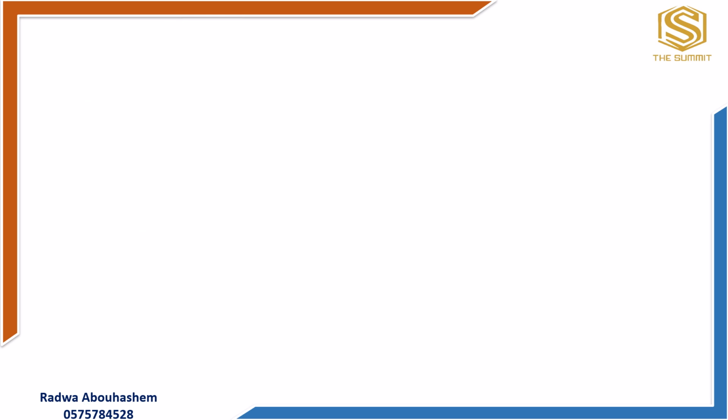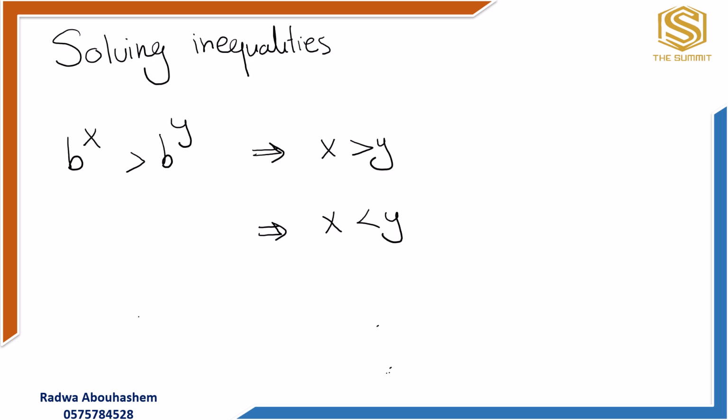Last thing that you have to know about exponents or powers is how you solve an inequality. Inequality means that you have greater than or smaller than. So if you have b to the power of x greater than b to the power of y, this means that x is greater than y on the condition that b is greater than 1. And it would be x smaller than y on the condition that b is between 0 and 1.